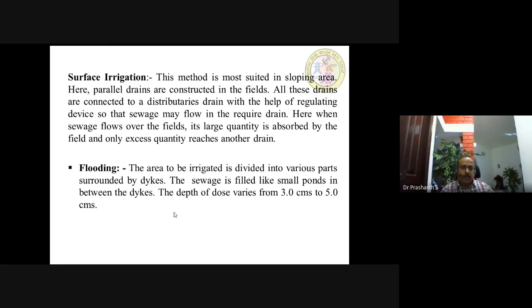Another form of surface irrigation is flooding. The area to be irrigated is divided into various plots surrounded by dikes. Sewage is filled like small ponds in between the dikes. The depth of the dose varies from 3 to 5 centimeters.